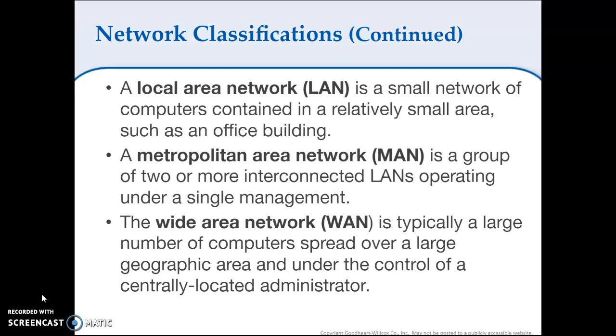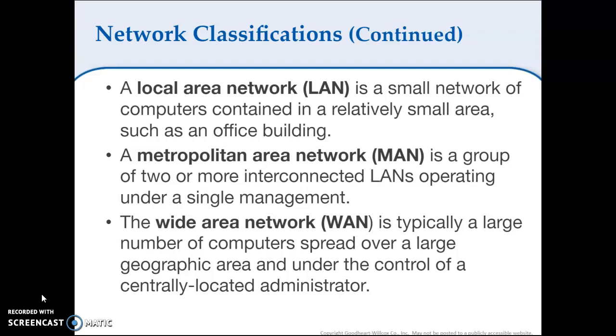So let's define these. A local area network is a small network of computers contained in a relatively small area, such as an office building. Sitting in your classroom, that is, you are accessing a local area network. There is a Wi-Fi hub that all of your Chromebooks are connected to. That's our small local area network.